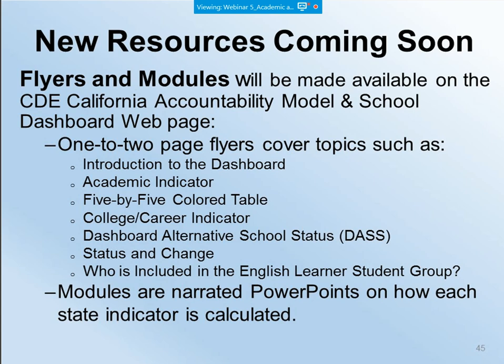We have a new flyer out about the 5x5 colored tables. We've created a new flyer for the CCI. We're in the process of creating a new flyer for the Dashboard Alternative School Status, or DAS. We have a new flyer for status and change, and we also have one on who's included in the English Learner Student Group. As you know, that varies by indicator, and that can be quite confusing, so we've developed a flyer that will be easy.